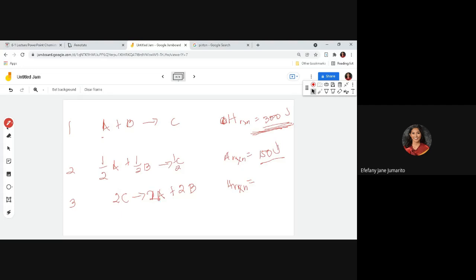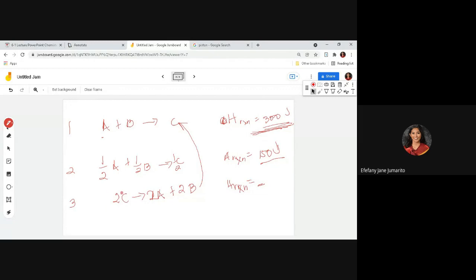Now in letter C, we have this one. If you compare number 1 and number 3 reaction, what happened? Probably, ma'am, there is a reverse reaction. Now, if it's a reverse reaction, the enthalpy also will be reversed. So from the system to the surrounding, we'll have surrounding to system. So we will have negative also because it's reverse.